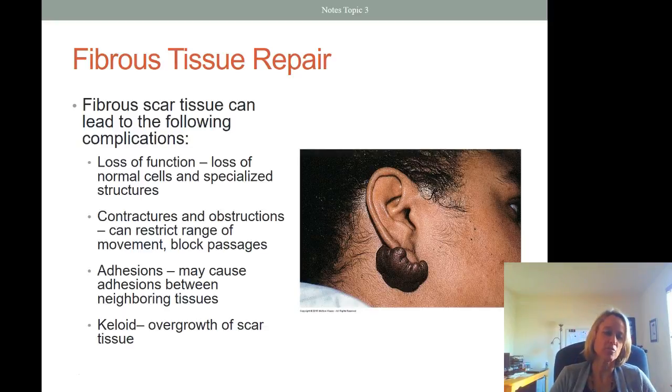Contractures can restrict the range of movement. Obstructions can block passages. We could get adhesions between neighboring tissues. This especially occurs like in the intestines. If they're scarred, then they can adhere to each other, and that can cause problems with bowel movement. And then a keloid, shown here, is when we have overgrowth of scar tissue.